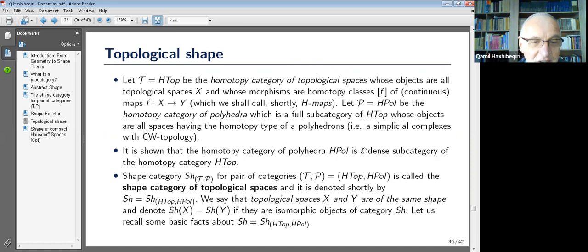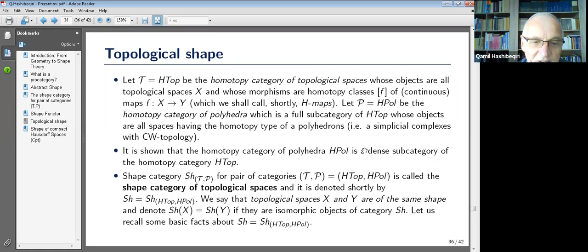And now, the shape category SH for this pair of categories, where T is the homotopy category of topological spaces and the subcategory P is the homotopy category of polyhedra, is called the shape category of topological spaces and is denoted shortly by Sh. We say that topological spaces X and Y are of the same shape and denote Sh(X) equal Sh(Y) if they are isomorphic objects of the category Sh.